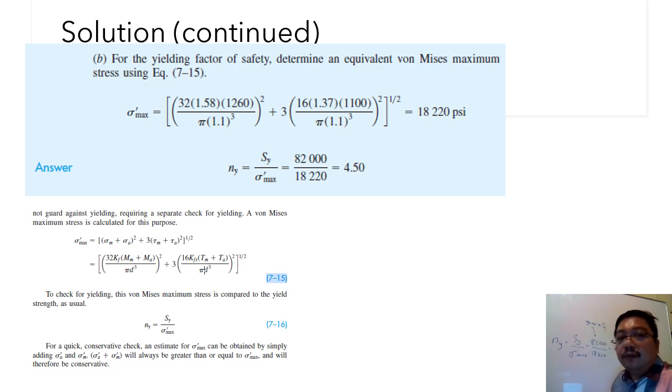Okay, now we are going to calculate the yielding factor of safety. This equation is given by S_Y, the yield strength, divided by the maximum stress. You get 82,000, which is given in the question, and the maximum stress you calculate from this equation and get 18,000. Okay, you divide and you get the value 4.5. Okay, this is the value 4.5.